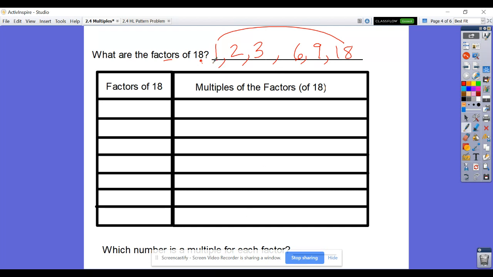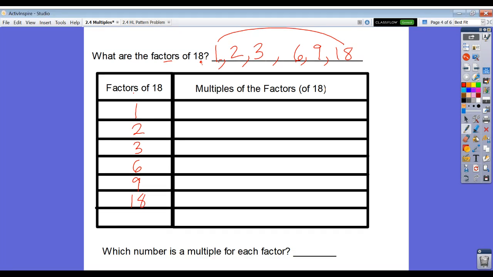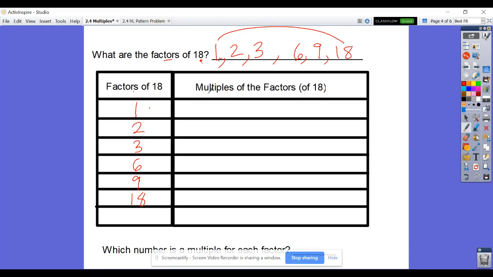Okay, so now we know the factors. This column asks us for those factors, so I'm just going to list what you just found in here. 1, 2, 3, 6, 9, 18. And for some reason I have an extra row. Sorry about that. Okay, so now we're going to take this in each row and put multiples of those factors.